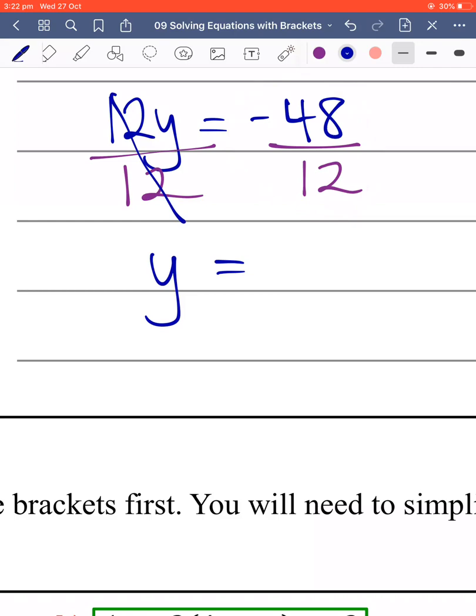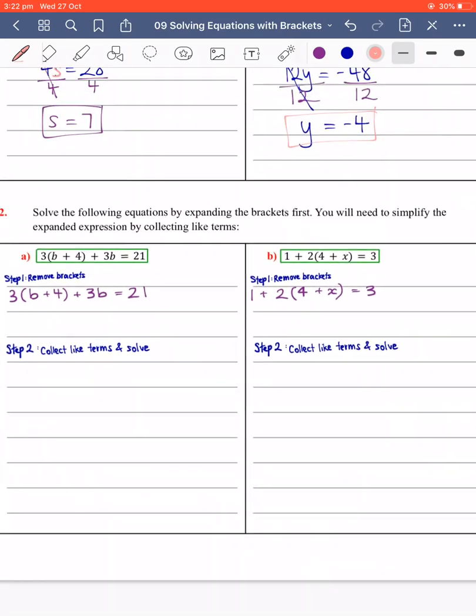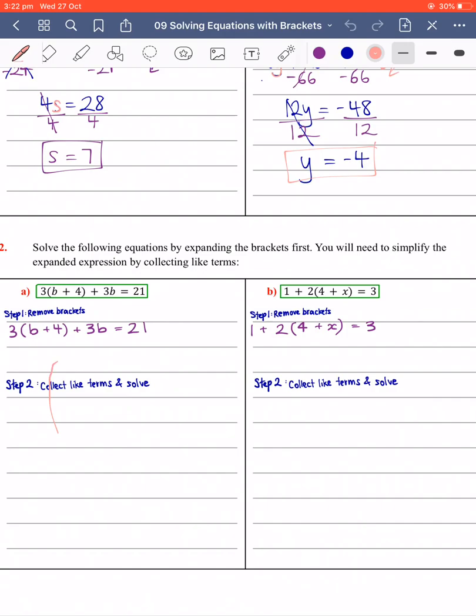When I put that into the calculator, it gives me minus 4. And there is my answer for that one. Next question. So for these two, a little bit different, but still quite similar.